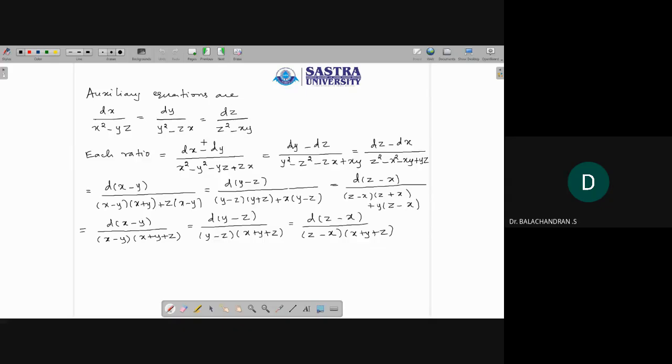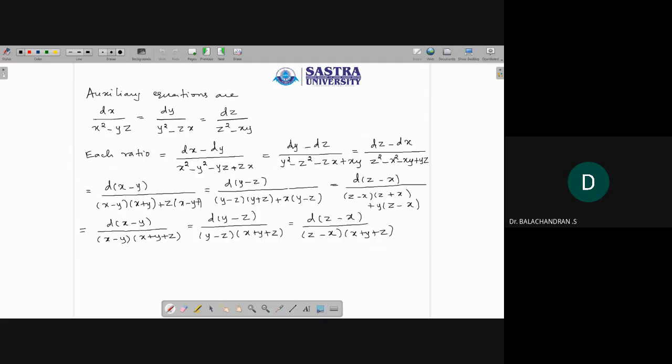Each ratio here I am subtracting: the first ratio minus second ratio, numerator as well as denominator. Similarly here, second ratio minus third ratio, numerator also and denominator also, and then third ratio minus first ratio. Then the numerator I am writing d of x minus y. The denominator I am writing x square minus y square, which is x plus y into x minus y. Here what is common? Z is common. If you take z commonly, remaining is x minus y.